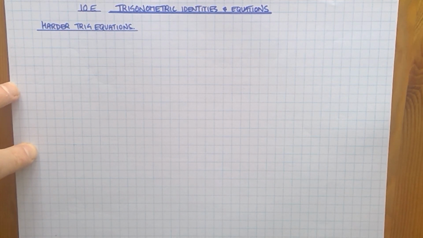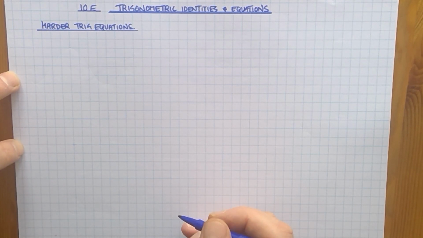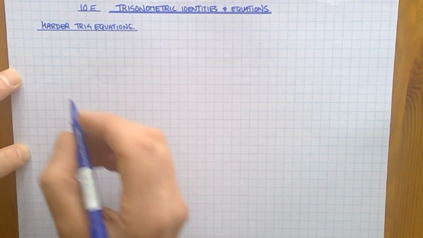Trig equations and identities. This is the work relating to exercise 10E from the exercise. These are slightly harder trig equations, very similar to the ones for 10D, but there's an added little trick here you need to deal with. Probably best explained by going through some of the examples. So I'm going to go through 3 examples here.